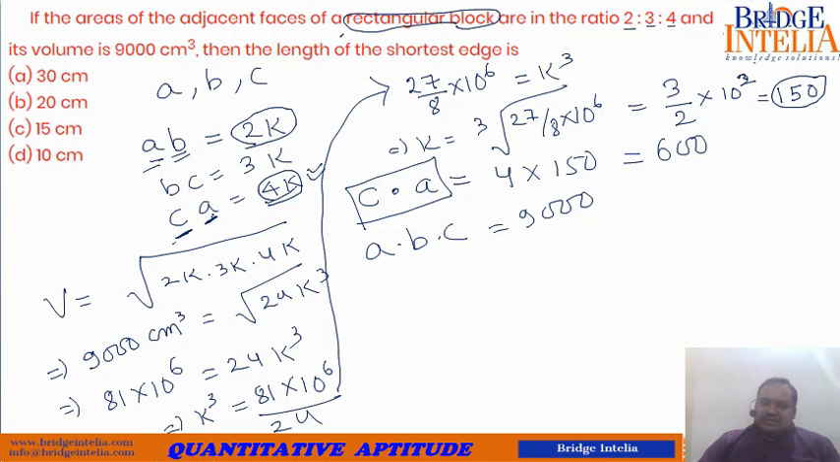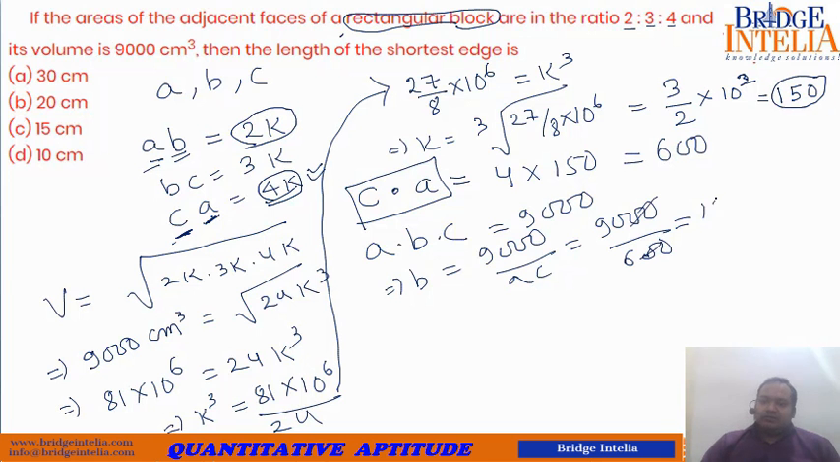And you can see here AC, that means both A and C are two of the larger ones. So B is the smallest one. So from here you can immediately say that B is equal to 9000 upon AC, or else 9000 upon 600. So it comes out to be 15 centimeter. Please understand what logic we have just used here.